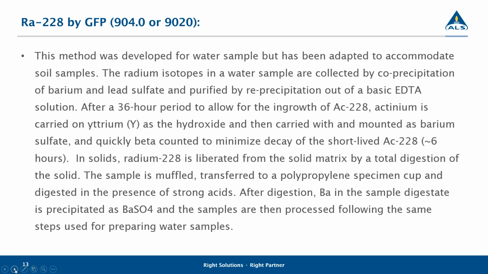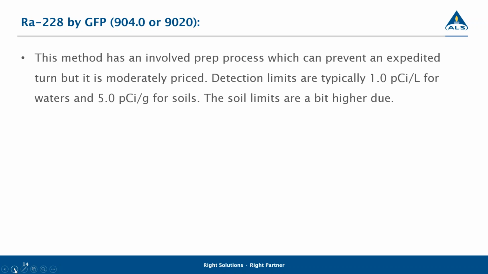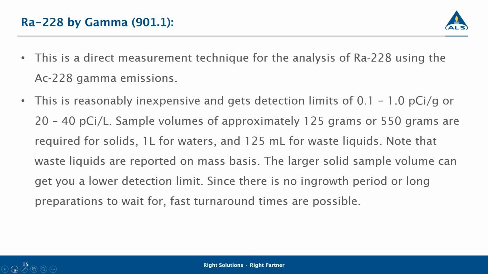So you're going to get a bit more interferences again from dealing with soils. It has an involved prep, which can prevent a quick turnaround depending on the number of samples that you're trying to get done at a time, but it's fairly moderate in price. Detection limits typically are about 1 picocurie per liter in waters and 5 in soils. Again, the soils are a bit higher due to the interferences that can be in the soil matrix with the digestion.